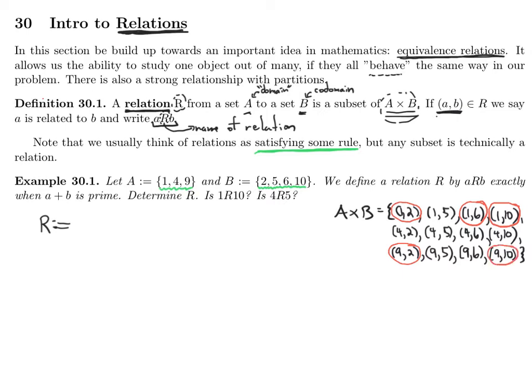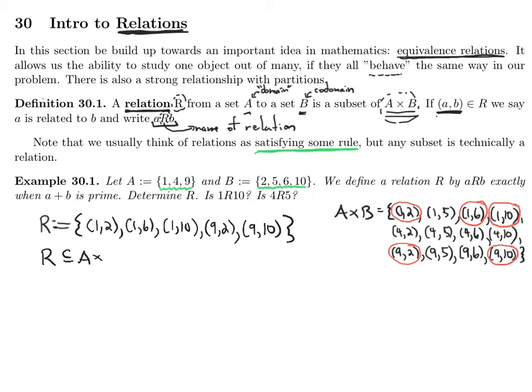That is prime. So R is the subset of A cross B of 1, 2, 1, 6, 1, 10, 9, 2, and 9, 10. So there's R, that's our relation R. And we know, of course, R, you can check, is a subset of A cross B. We made it from elements of A cross B, so it's obviously a subset.